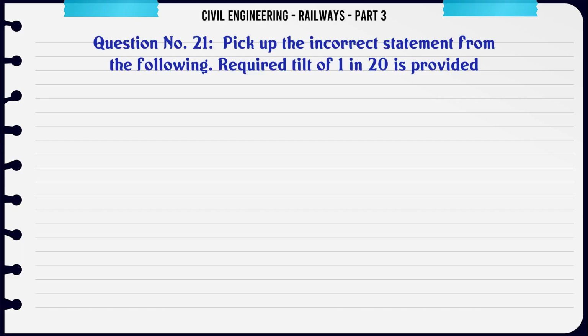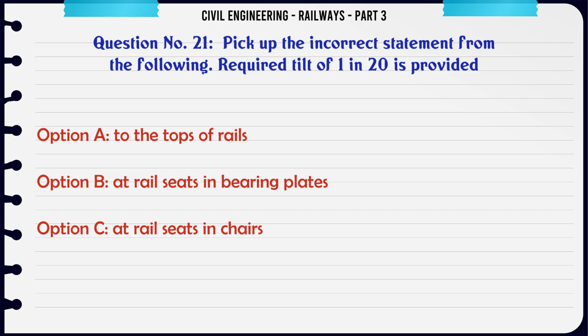Pick up the incorrect statement from the following. Required tilt of 1 in 20 is provided A, to the tops of rails, B, at rail seats in bearing plates, C, at rail seats in chairs.